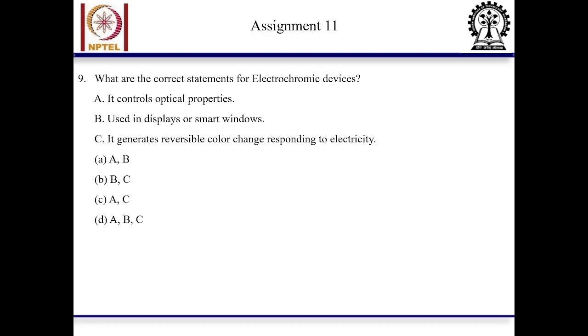Anyone has seen the lecture number, I think 53 or 54, where Professor discussed the electrochromic device? Forgot when he had discussed. I think it should be lecture number 52 somewhere. What is the electrochromic device? I can see that option C is partially correct. Now you can guess what the correct answer is.